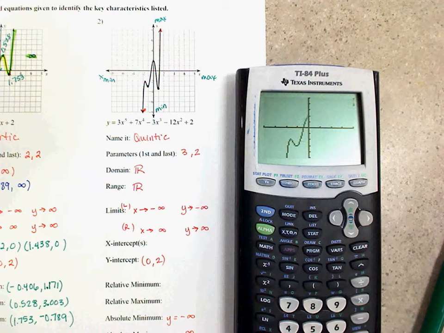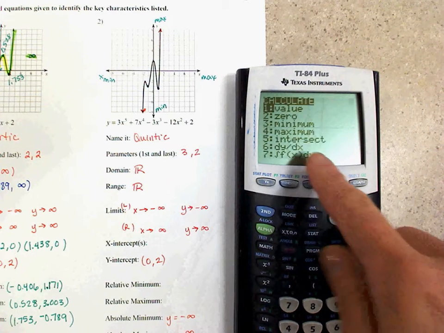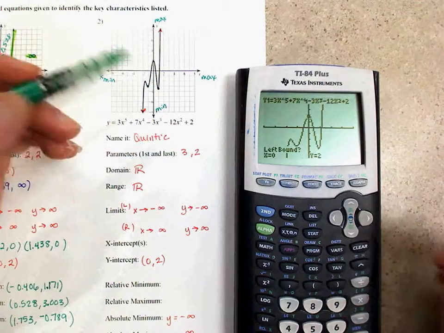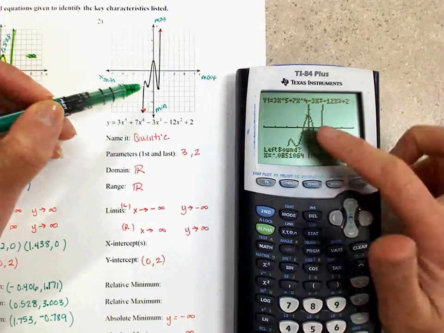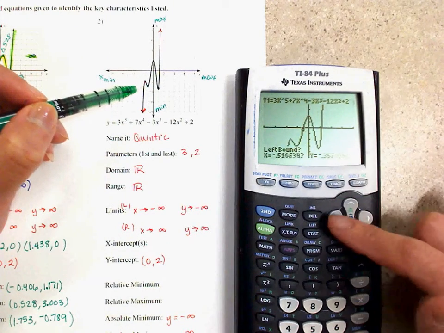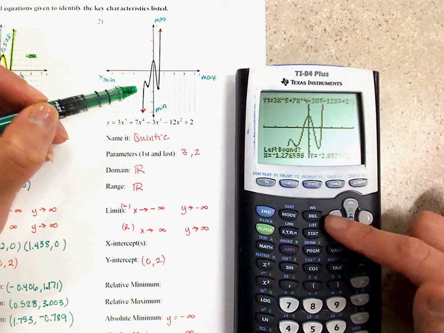Now, do you guys see how we just zoom in so we can see it a little bit better? Knowing that, let's go ahead and find our minimum first. Second calc, minimum's number 3. This is the one we're going to find first, okay? Left bound. If you can't see your cursor, look down here. It tells you where you are. Do not go up and down. Always use left and right. There's the first minimum. I'm looking for that point.